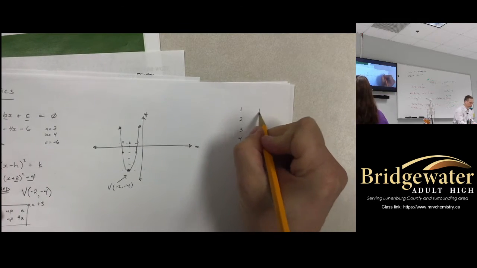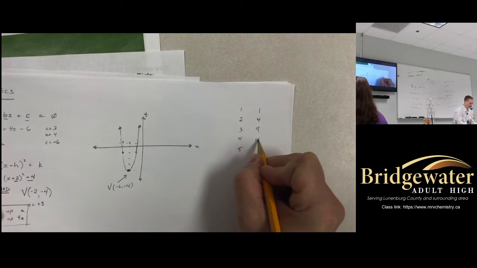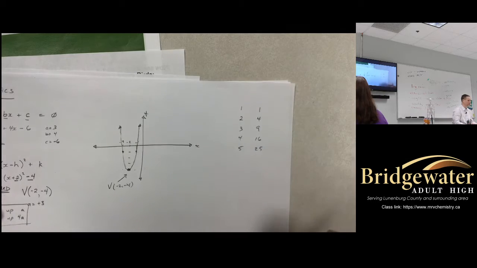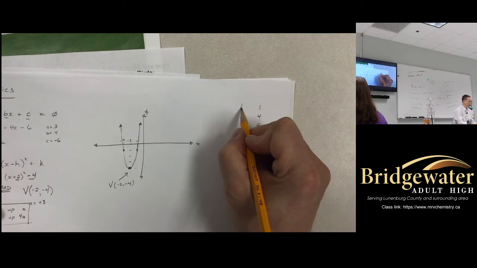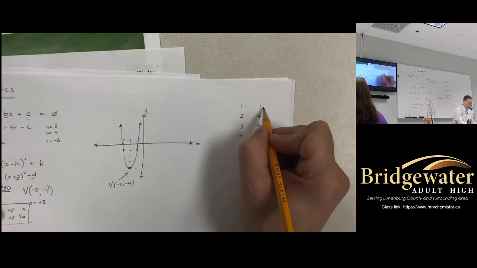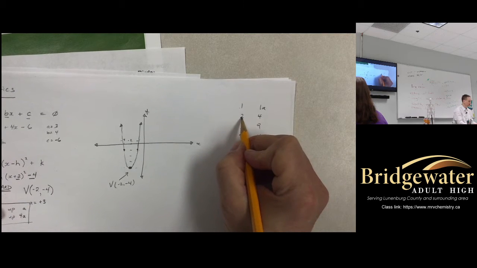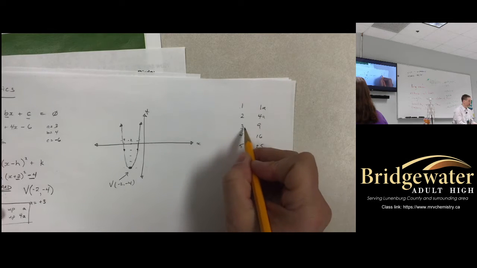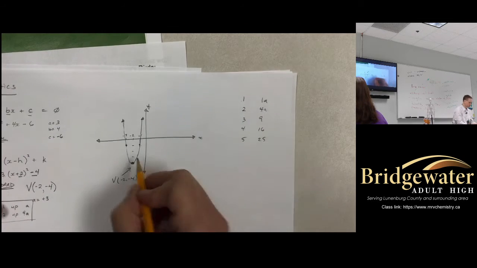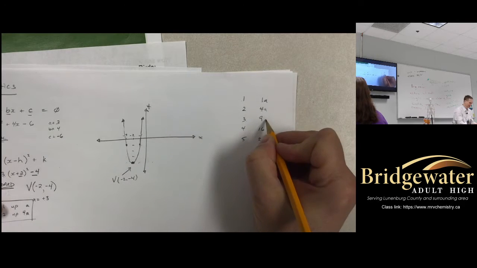1 times 1 is 1, 2 times 2 is 4, 3 times 3 is 9, 4 times 4 is 16, 25. I called those magic numbers way back when. Well, the first magic number is 1. So when I have 1a, I go over 1, up 1a. When I go 2, it's over 2, up 4a. And if I go over 3, now we'll never do this, but if I wanted to go over 3, 1, 2, 3, I would go up 9 times a.